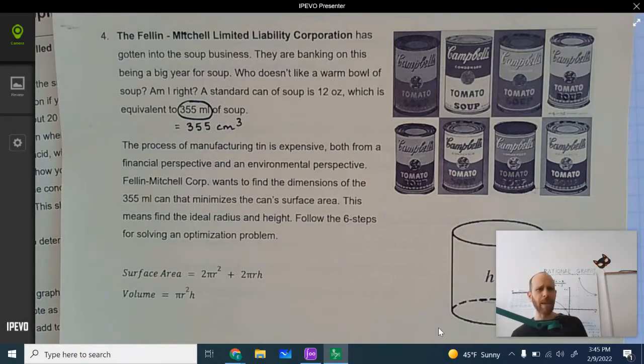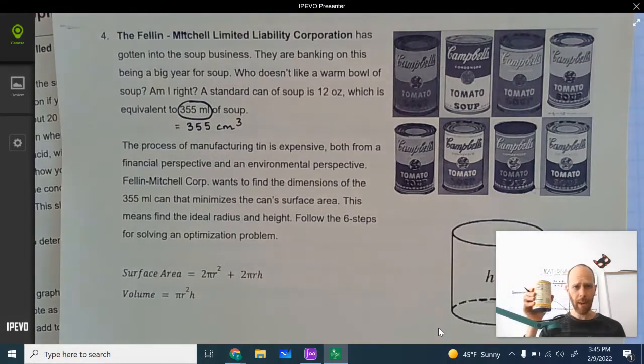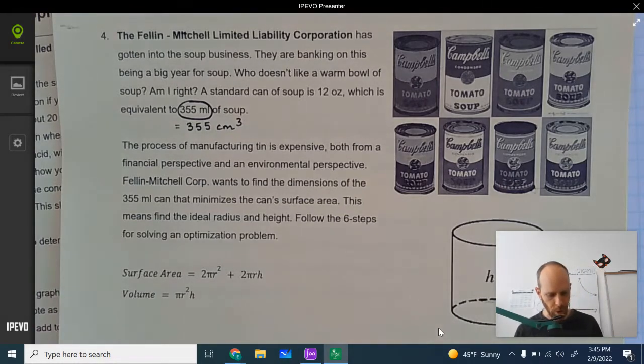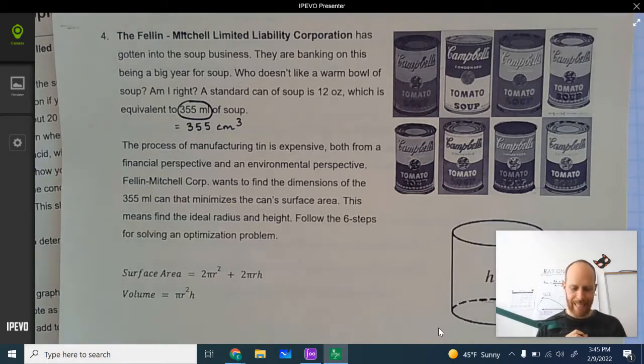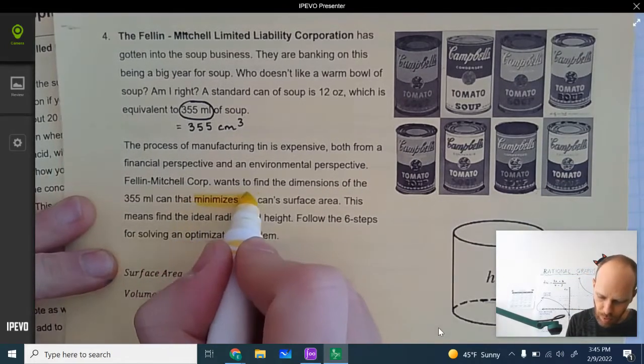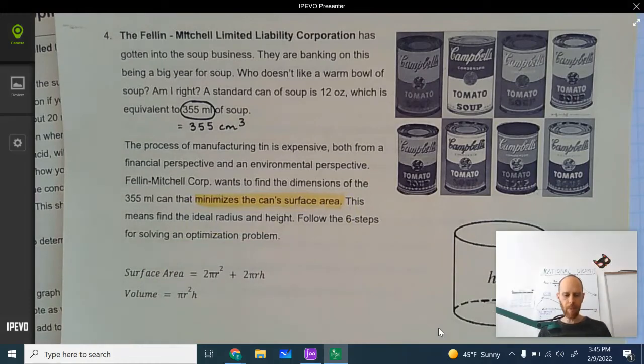The process of manufacturing the tin for your can is expensive. Not to make one can, but when you're making thousands of them, every little scrap of tin could end up being millions of dollars, both from a financial perspective and from an environmental perspective. Felon Mitchell Corp wants to find the dimensions of the 355 milliliter can that minimizes the can's surface area. This means you want to find the ideal radius and height.